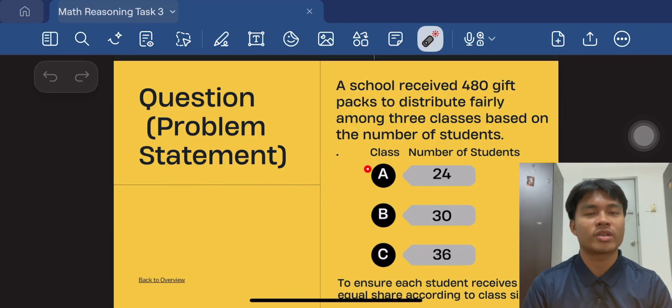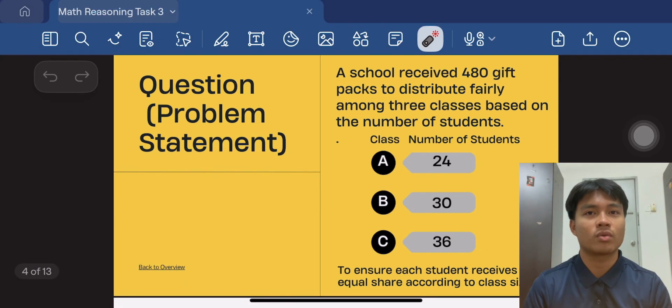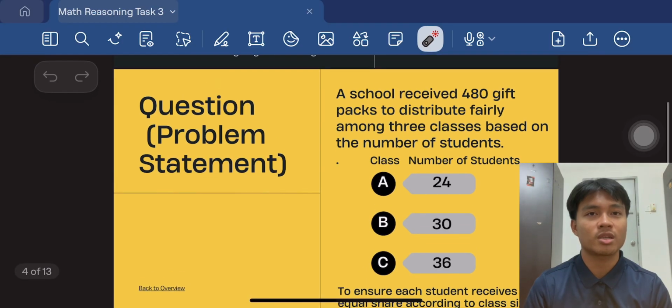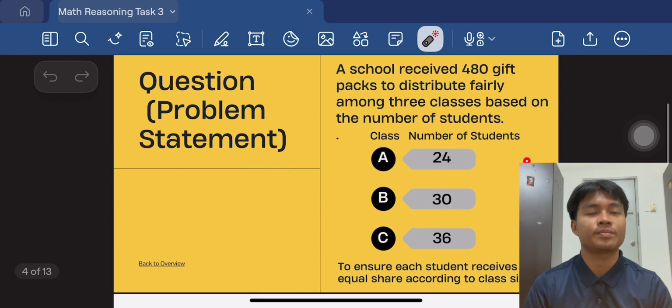So here's the situation. A school received 480 gift packs to distribute fairly among three classes: Class A, Class B, and Class C. Class A has 24 students, Class B has 30, and Class C has 36 students. The goal is simple. Make sure each student receives an equal share according to the class size. Pretty fair, right? But now how do we make sure the distribution is really fair? That's where the unitary method comes in.